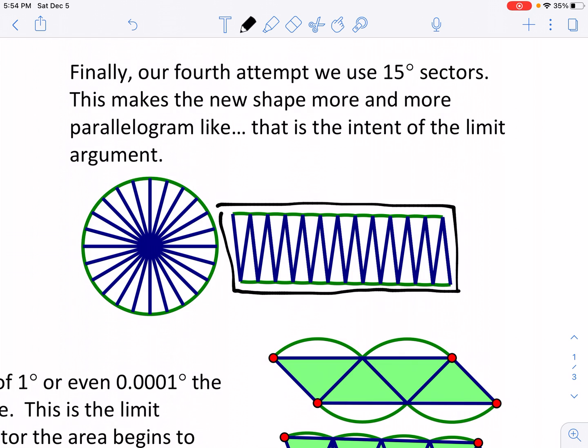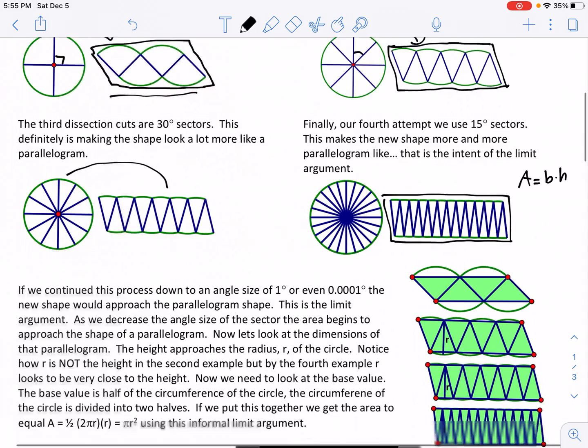Now, the idea here is that if we continue to cut it smaller and smaller and smaller, in a sense, infinitely smaller, then eventually we would reach an actual parallelogram, okay? So if we could cut the pieces infinitely small, we would end up with a parallelogram. Well, what do we know about the area of a parallelogram? Well, the area of a parallelogram is the base times the height, okay?